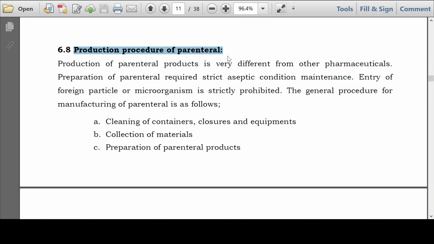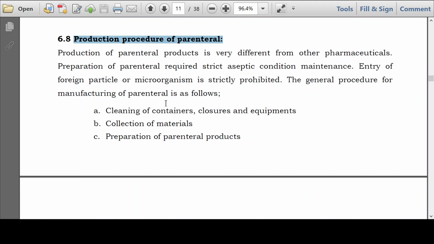The production procedure for parenterals involves a number of steps, and parenteral product preparation should follow strict aseptic conditions. So while preparing a parenteral product, strict aseptic conditions should be maintained in order to avoid any kind of microbial or foreign particle contamination. So the general procedure for manufacturing of a parenteral product is as follows.